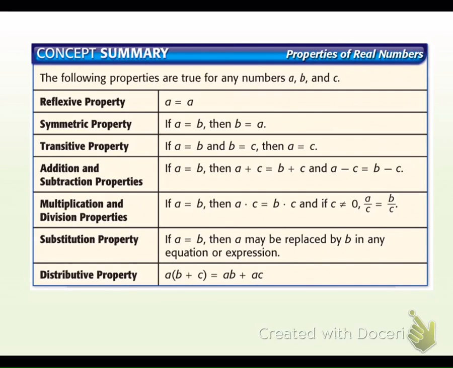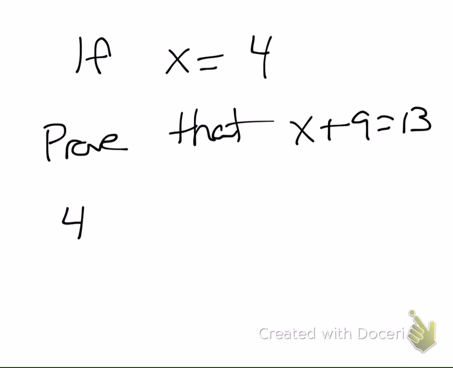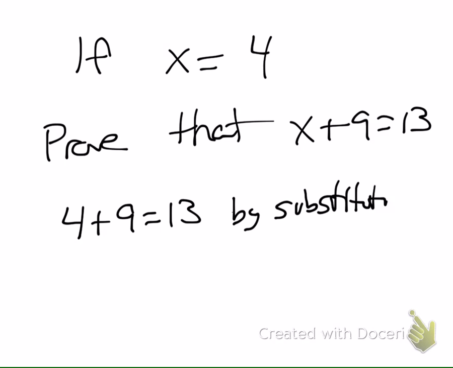Substitution property is exactly what it sounds like. It's just substitution. So if I said, if x equals 4, prove that x plus 9 equals 13. You've been doing this, but now we're going to back it up with reasons. So you could say 4 plus 9 equals 13 by substitution. You substitute in what was equal. And then 13 equals 13, because you just did addition there. So that's true. You proved it. You've been using substitution for a long time.